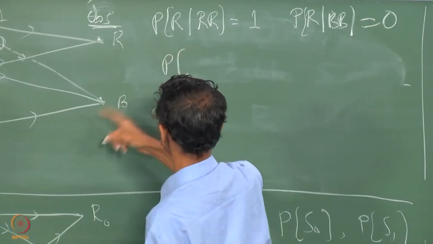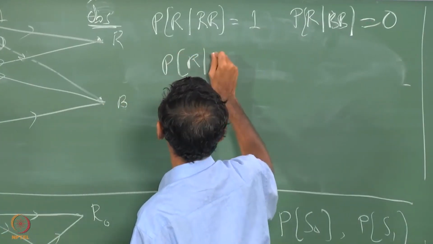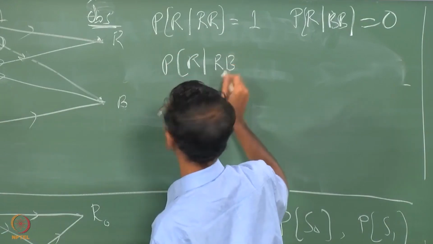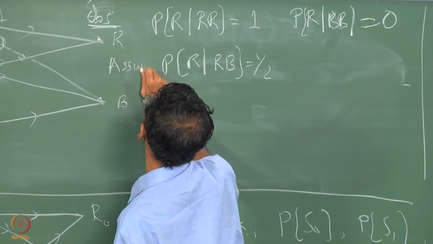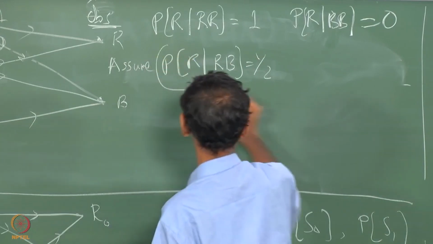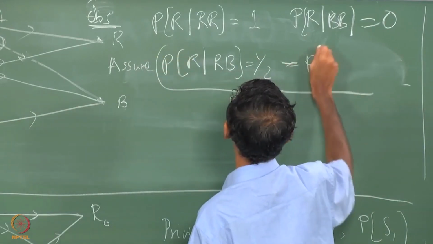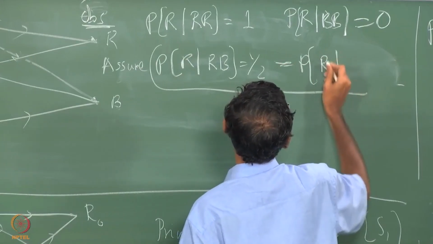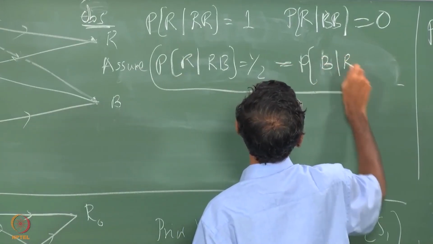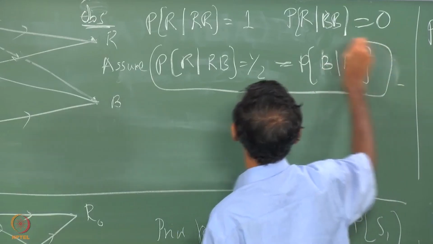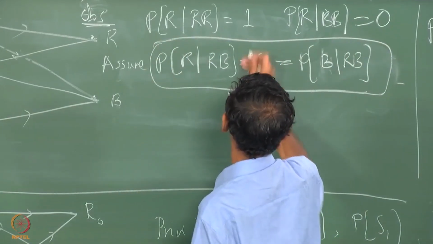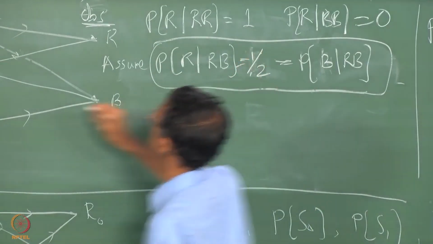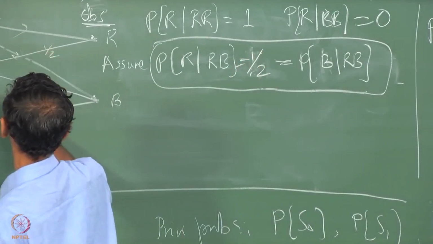Okay, this is where the half is going to come. So you are going to assume P of R given RB is half. This is the assumption: the fairness, the equally likely option. So you have half here and you have half here.